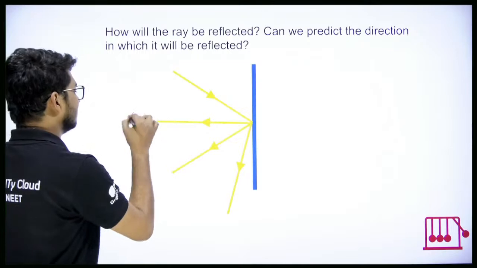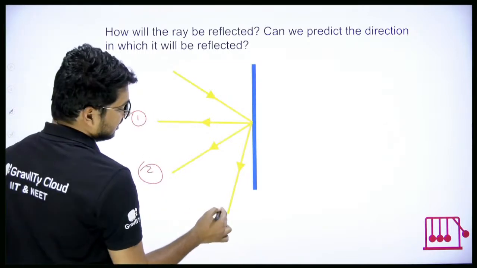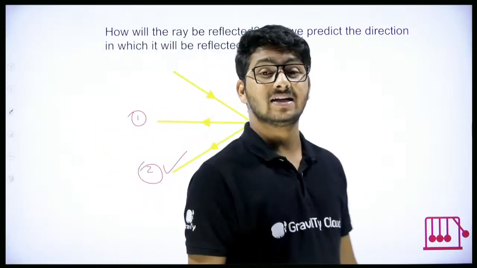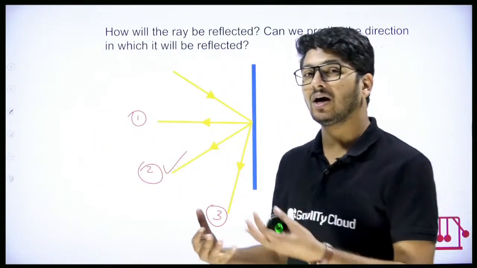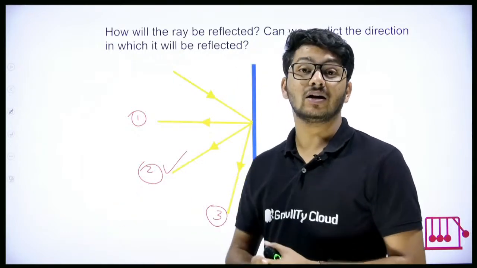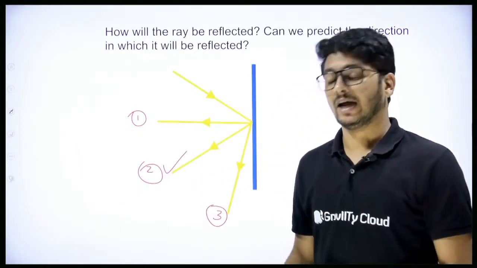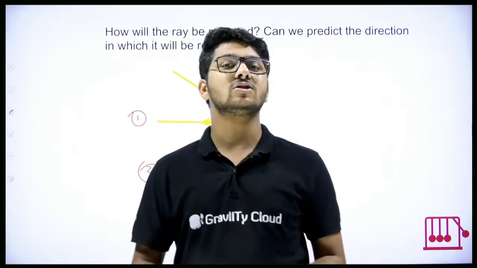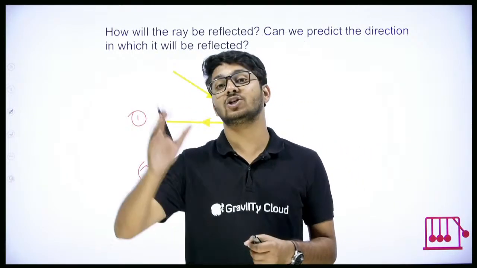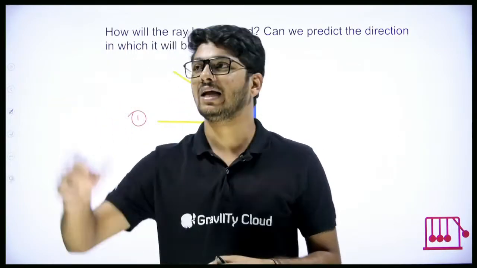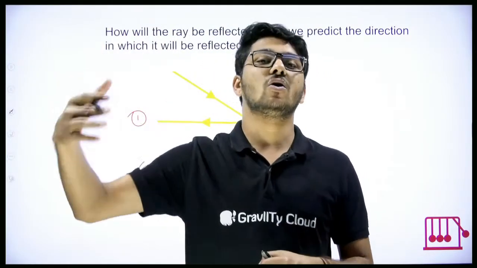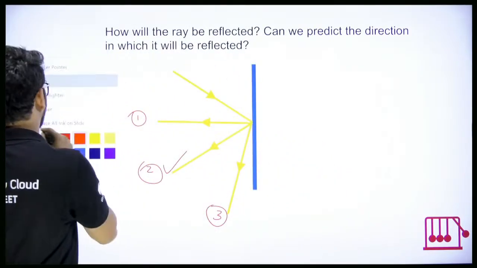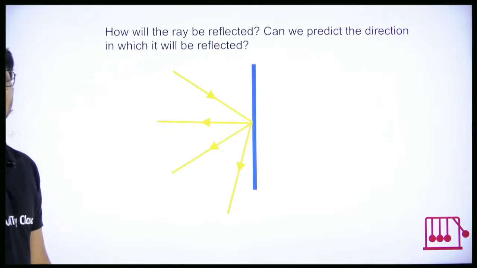Obviously, from your previous grades, you can easily tell that, sir, the answer will be 2. But why are we able to say the answer as 2? How? Is there any law regarding it? Is there any rule for it? Yes, there are a few rules, and those rules are nothing but laws of reflection. Using those laws, we can predict the direction of the reflected ray, the direction in which the ray will go after reflection. Okay, so that's what we'll be doing today. We'll be learning about those laws of reflection.